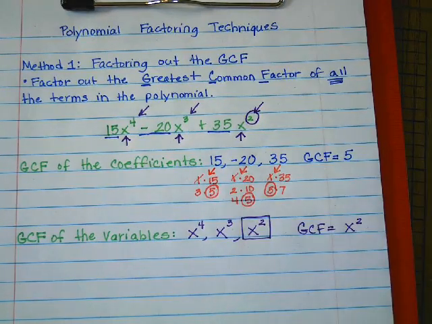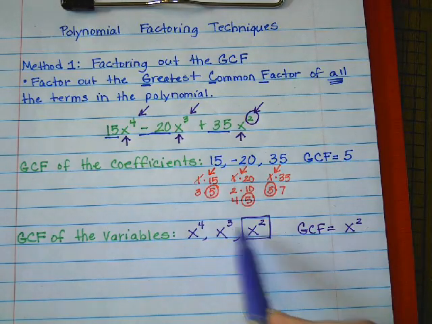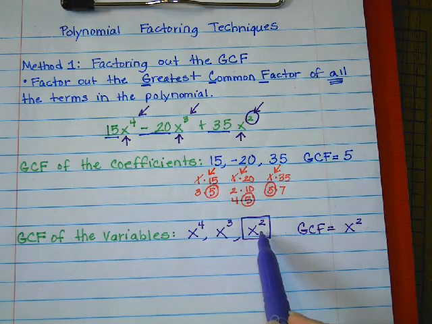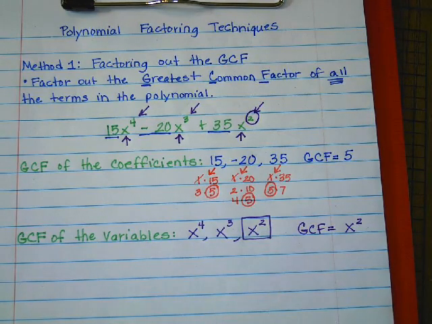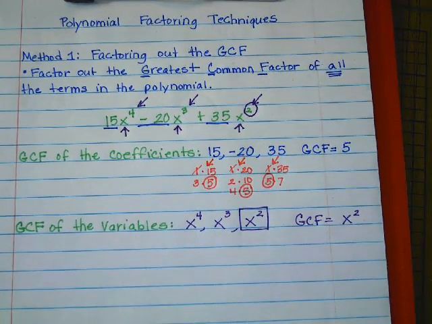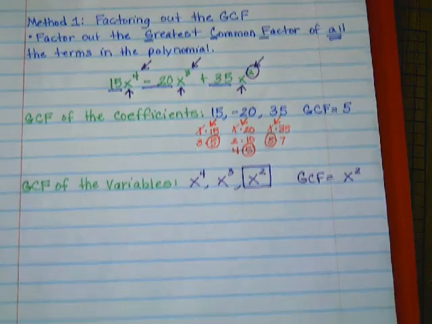because x to the 2nd is the lowest exponent of the 3. We pick the lowest because remember, when we divide with exponents, we subtract, and we want to get a positive value when we subtract. So 4 minus 2 would be a positive 2, and 3 minus 2 would be a positive 1, and 2 minus 2 would be a 0. If you chose any of the other factors, you would get negative values, and we don't want negative values when we finish dividing or subtracting the exponents with our variables.